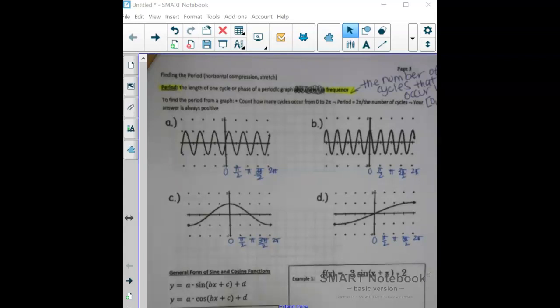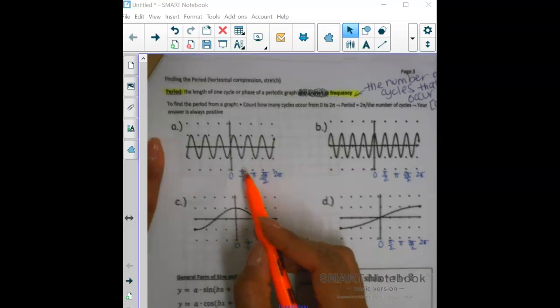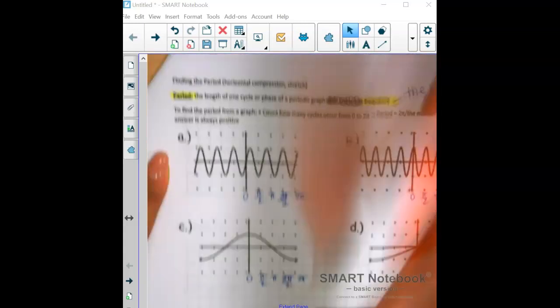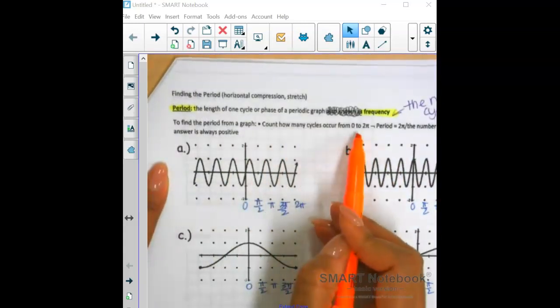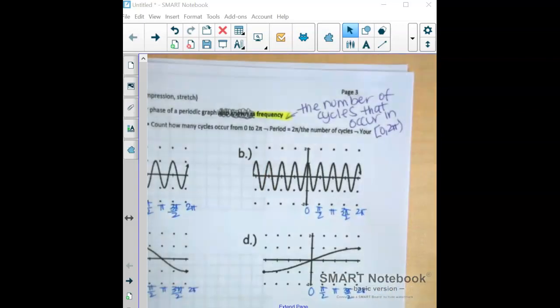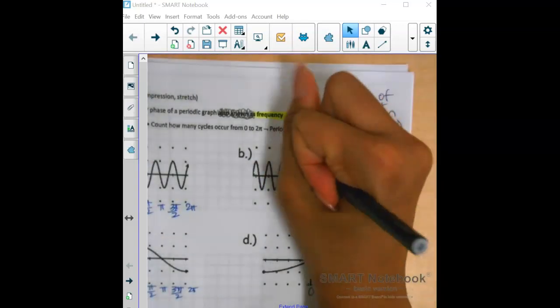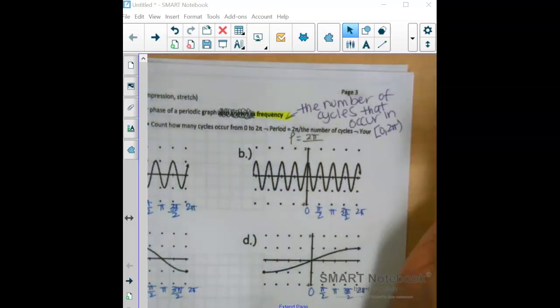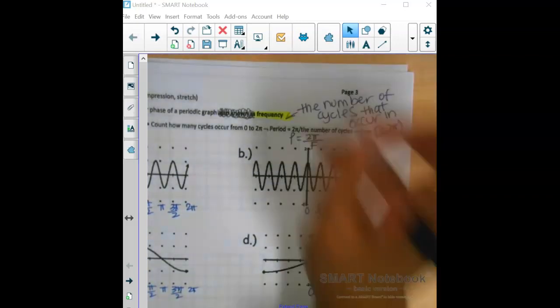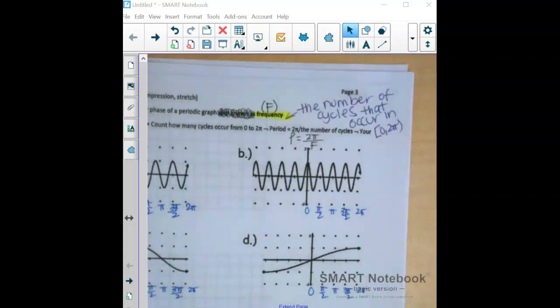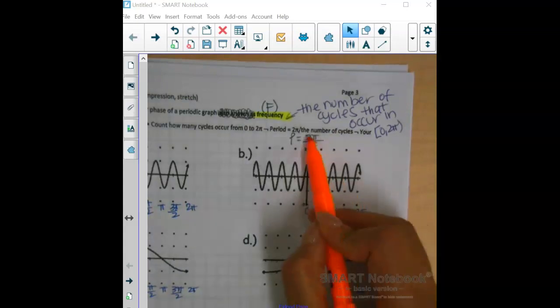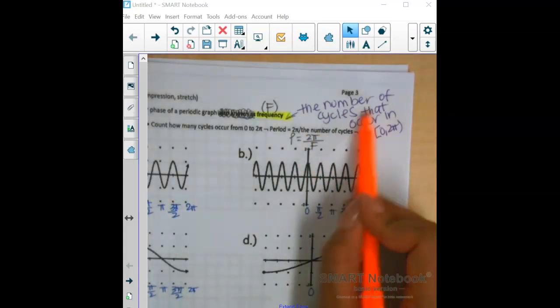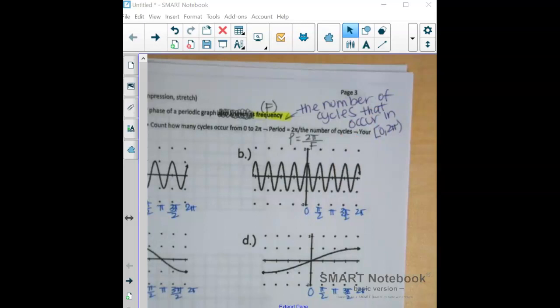Okay, the first thing I'm going to do for letter A, this is the first question I'm going to do with you. For letter A, the directions say count the number of cycles from 0 to 2 pi, and then in order to calculate your period, you're going to make that 2 pi over the frequency, which is pretty much the number of cycles. So I'm going to put F for frequency, and I'm going to put F here, so that way you know that's talking about frequency. So take 2 pi and divide it by the number of cycles. The number of cycles I just labeled is your frequency. Again, your answer for these should always be positive.